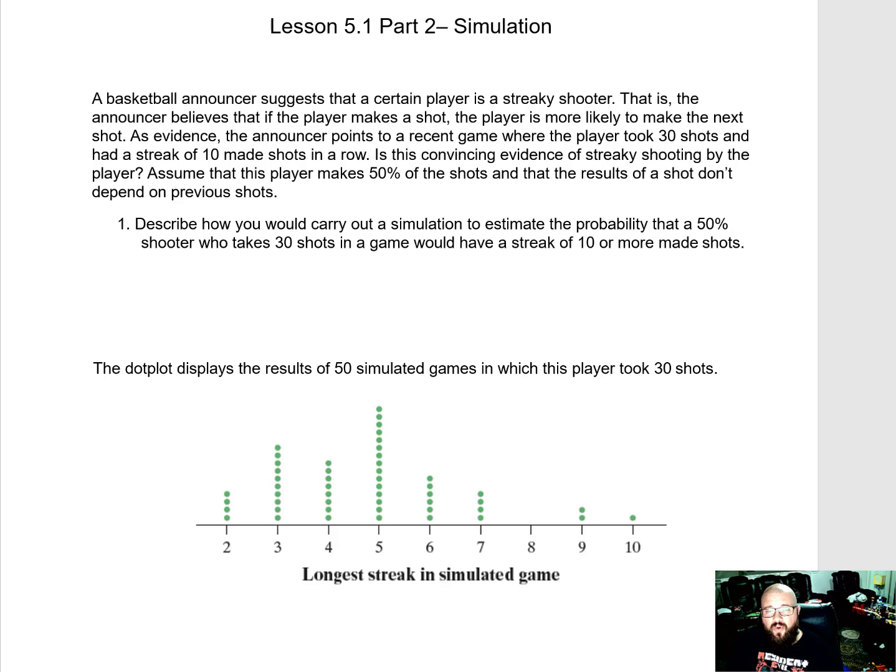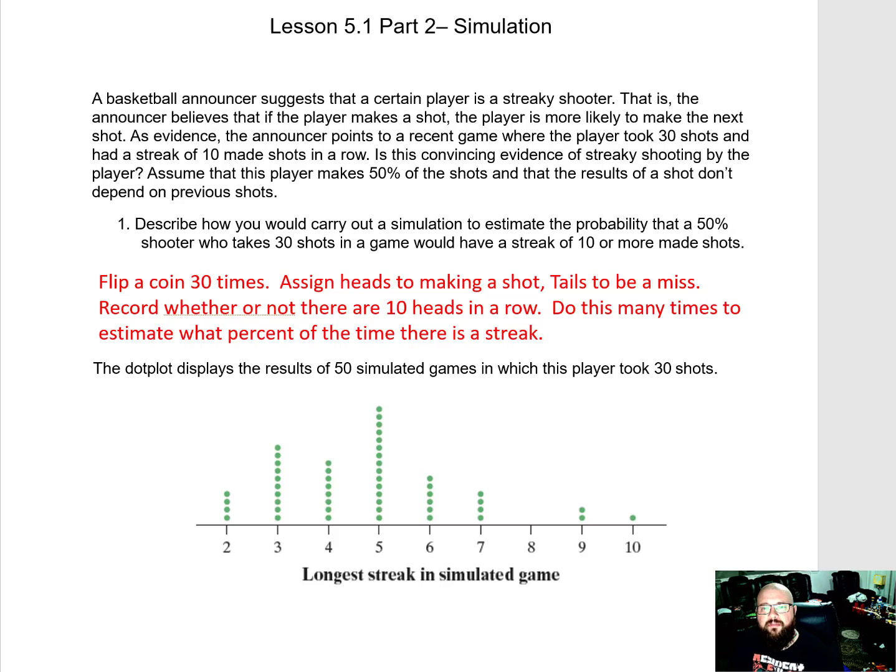Alright, so we're going to record whether or not there are 10 heads in a row and do this many times to estimate what percent of the time there is a streak. So again, we'll be flipping the coin 30 times and seeing if this plays out to where he gets 10 made shots in a row.